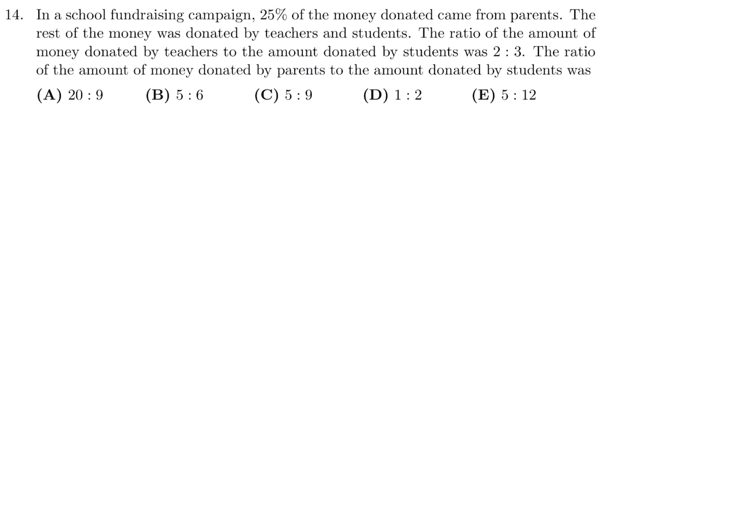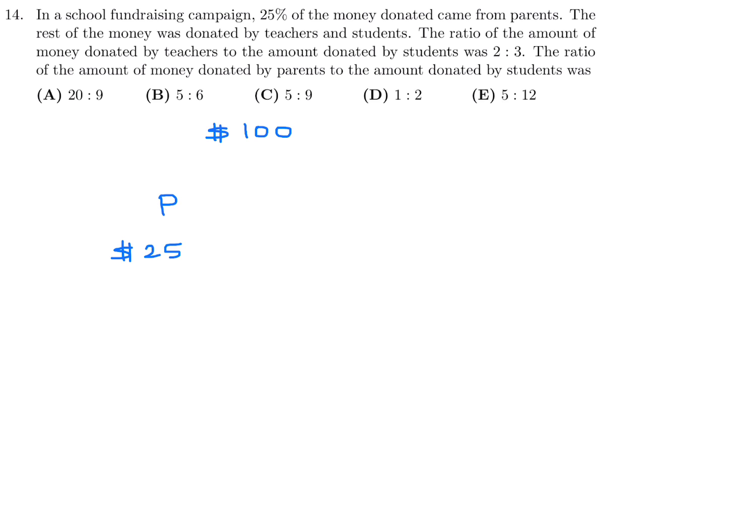In a school fundraising campaign, 25% of the money donated came from parents. The rest of the money was donated by teachers and students. The ratio of the amount of money donated by teachers to the amount donated by students was 2 to 3. The ratio of the amount of money donated by parents to the amount donated by students was. All right, let's say the total amount donated was $100. Let's make it easy. That means the parents donated 25%, so that's $25.